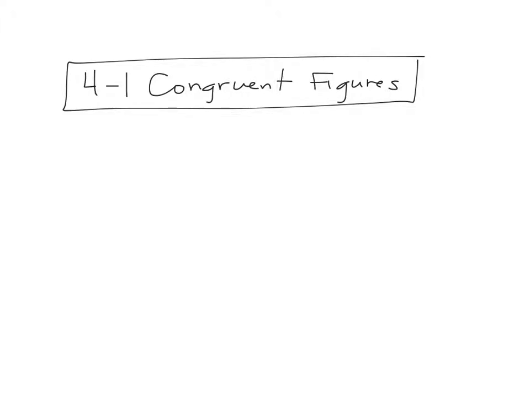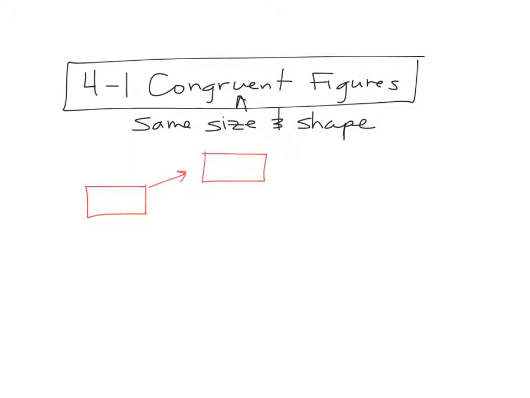Basically, if figures are congruent, they have the same size and shape. Okay, so if they have the same size and shape, they are considered congruent figures. That can look like a lot of different things. It means your figure could undergo what's called a slide. So if I have a rectangle like that, if I just slide it to a new spot, but it's the same size and same shape, those are congruent figures, okay? So that's called a slide. That's fine. You're allowed to slide with congruent figures.